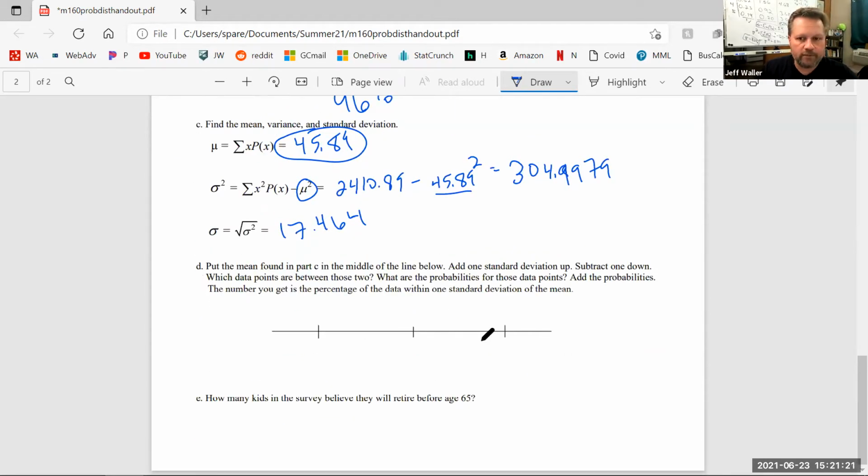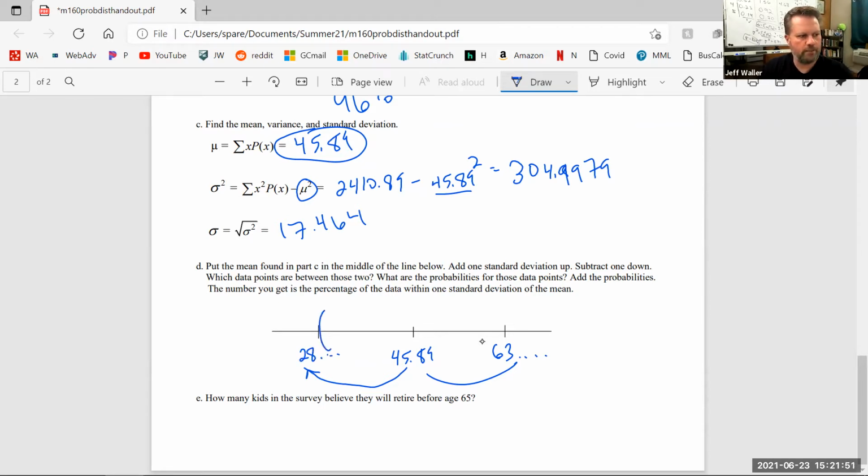This is going to sound very familiar, but we can't do it the way we did before. So the mean is in the middle. I'm going to go up one step. So if you add 17 to that, you get like 63 something, 0.354. And if you subtract 17 from that, you get 28.43. 28 point something. Okay.